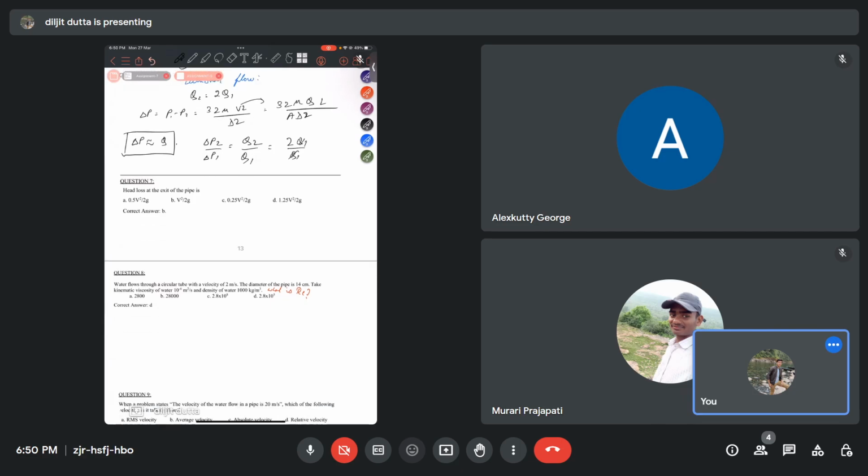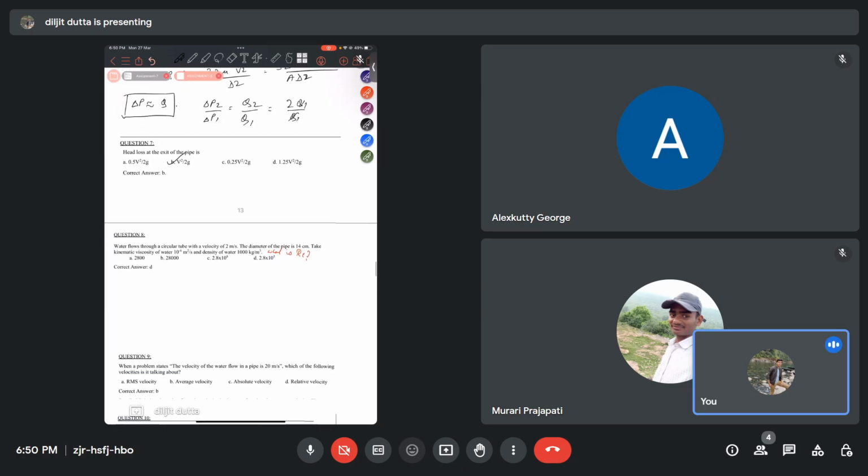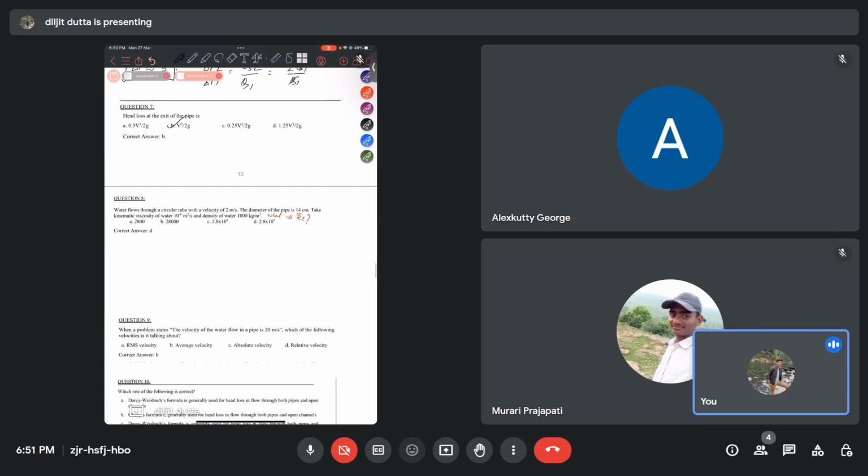Next question. Now head loss at the exit of a pipe. So it is V square by 2G. We have seen through the minor losses, at the entrance of the pipe it is always 0.5 V square by 2G, and at exit of a pipe it is V square by 2G. These values are empirical values only, derived based on a lot of experiments.